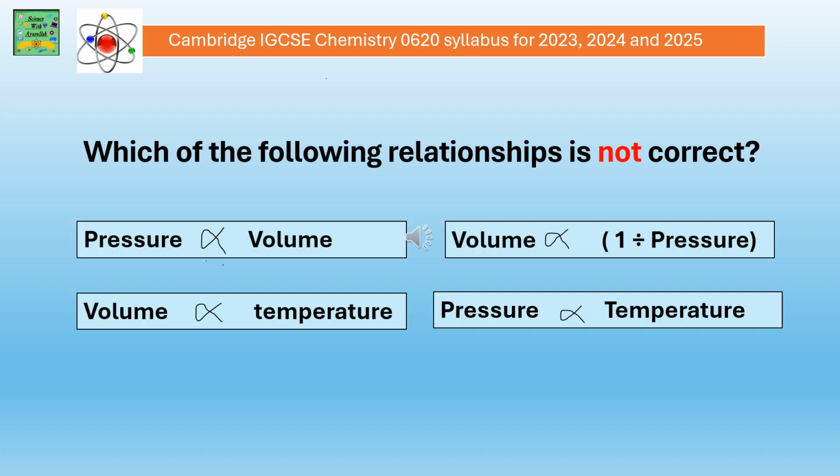Now, let's check our knowledge with these MCQs. So let's get started. Which of the following relationships is not correct? Pressure is directly proportional to volume. Volume is inversely proportional to pressure. Volume is directly proportional to temperature, or pressure is directly proportional to temperature.